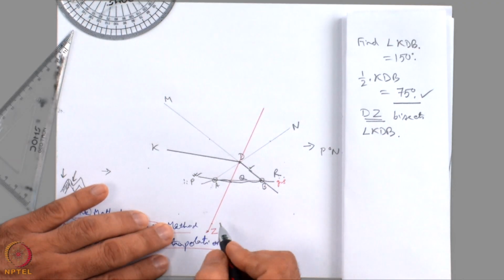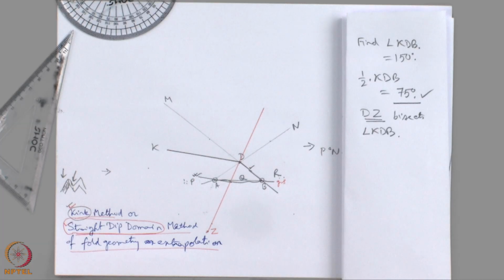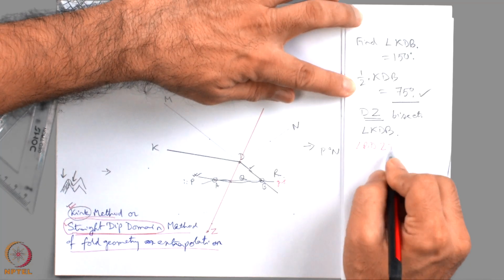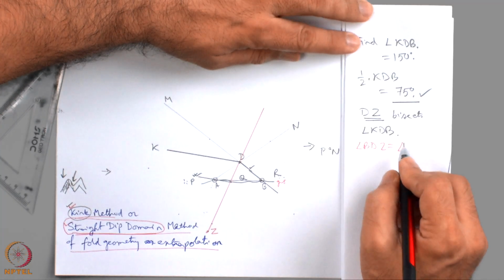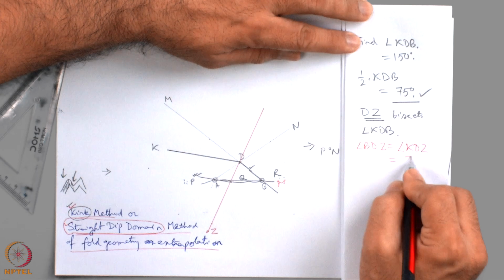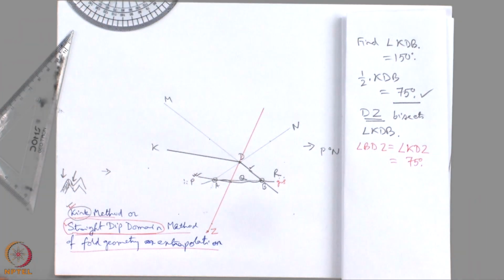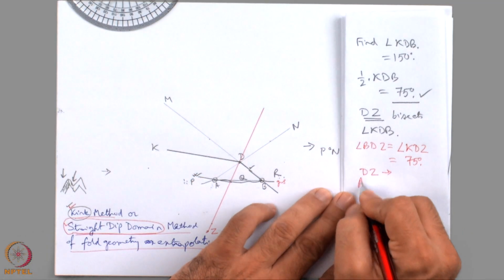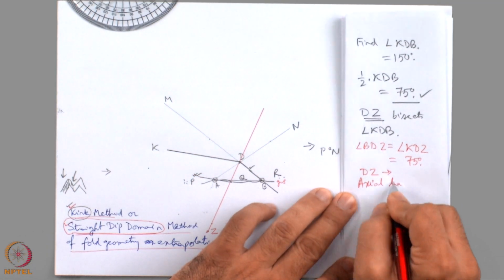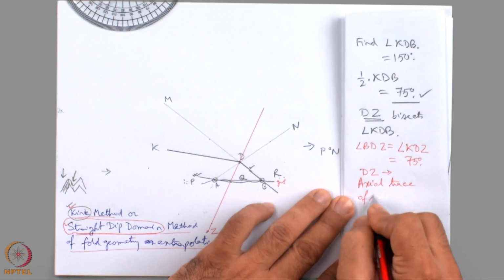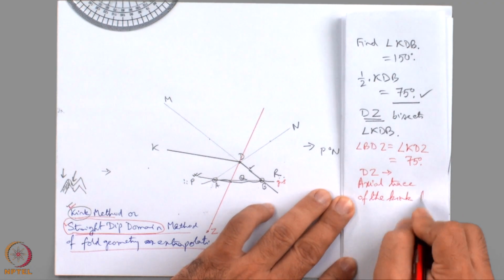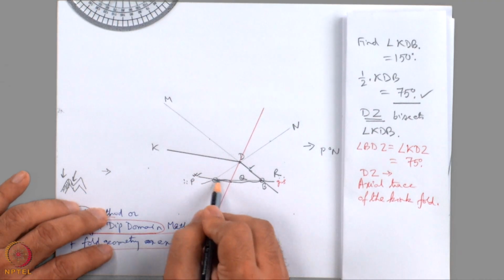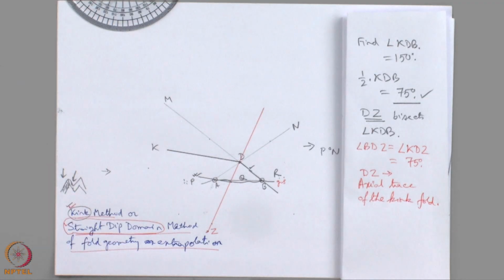So, this is the DZ line and the DZ line bisects the angle KDB. Therefore, in my drawing angle BDZ is equal to angle KDZ is equal to 75 degrees. This DZ line is going to be presented as the axial trace of the kink fold. Next, this DZ line intersects this lithological contact at a point.